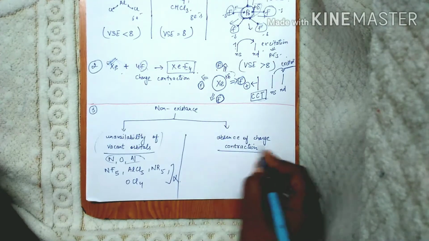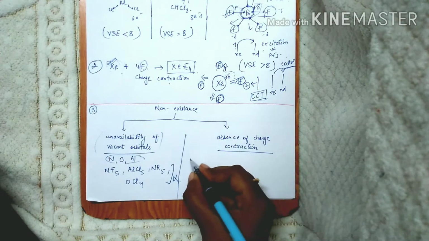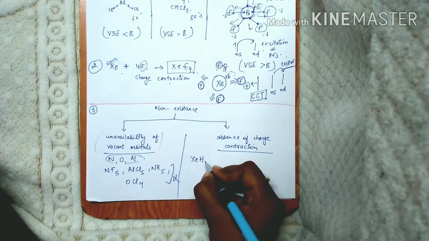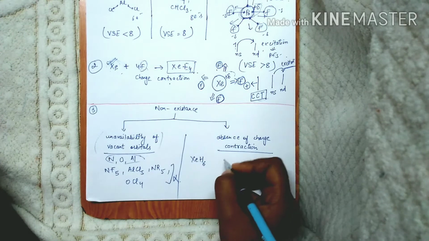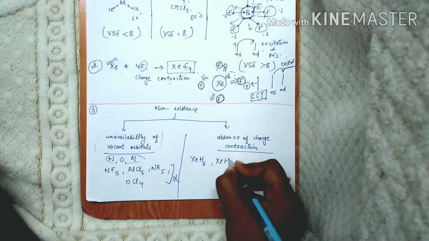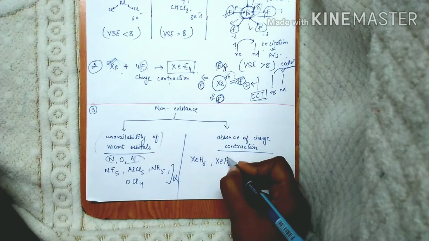And second is your absence of charge contraction. If there is no charge contraction, then the compound cannot exist. For example, XeH6 cannot exist. XeF4 can exist, but XeH4 cannot exist, because why?